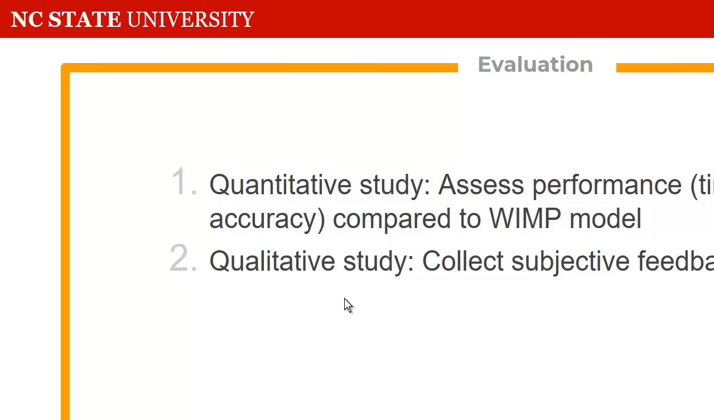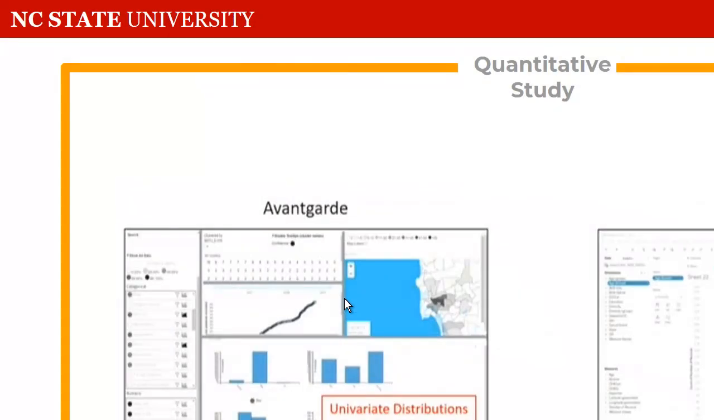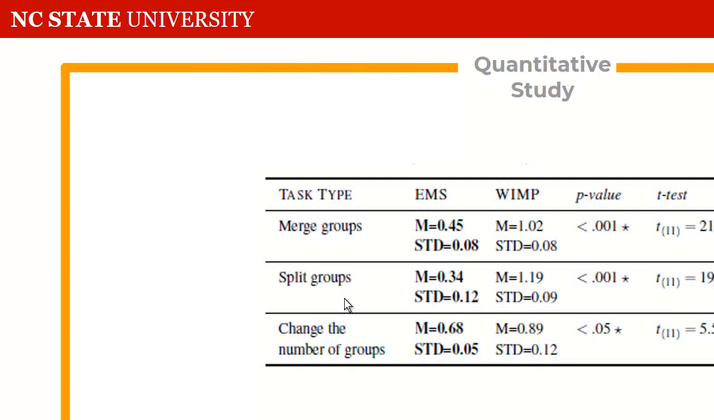There were some tasks about changing the number of intervals, merging and splitting, and the users had to do it in both Tableau and Avantgarde. And Avantgarde has that EMS label. They recorded the time the users took to do the tasks, and this table shows the average and the standard deviation of the time. Where is Tableau? It's widget based. The WIMP model is Tableau. Okay.